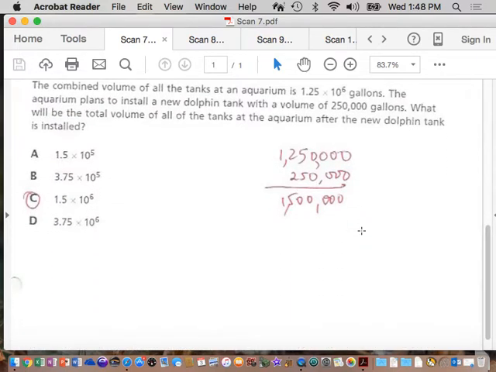Here's another one again that is another good question to know how to do. Okay? Remember, whenever you're adding or subtracting, you have to rewrite them as regular numbers.